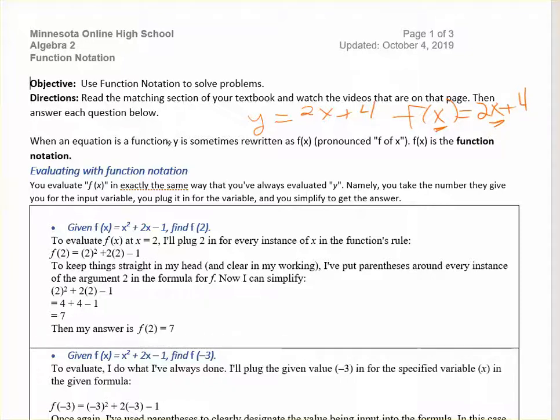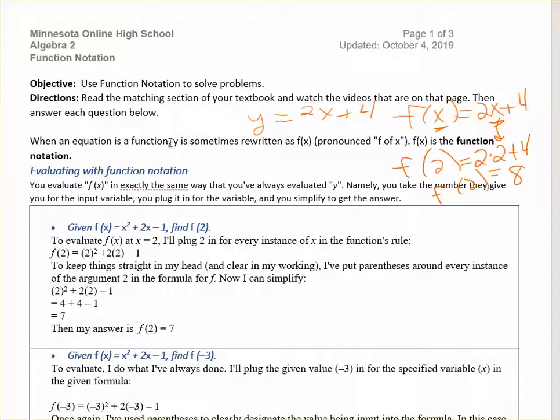So that means if I replace this x with 2, that means that I am evaluating this function at 2. So I would replace this x with 2 as well. And then I just simplify and solve and find that f of 2 is equal to 2 times 2 is 4, plus 4 is 8.